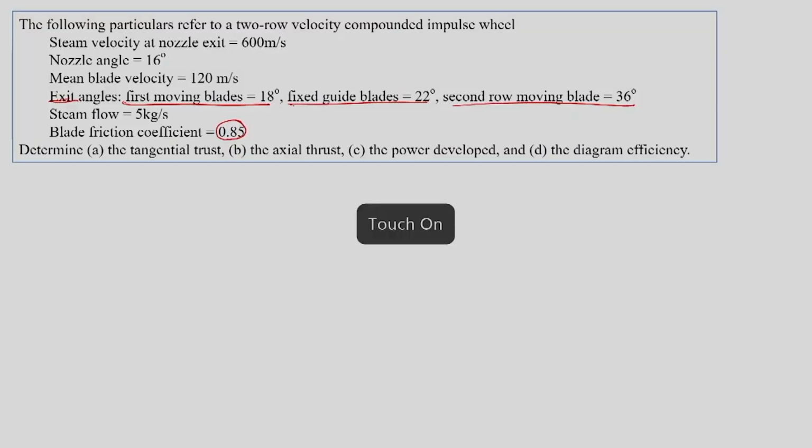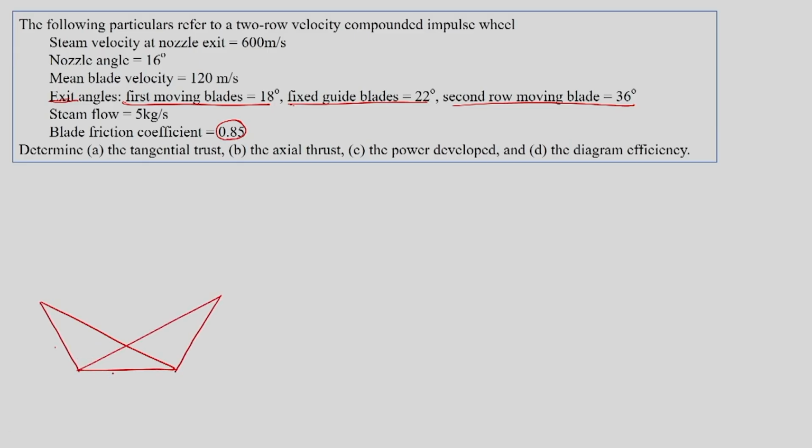So, determine tangential thrust, axial thrust, power developed and diagram efficiency. First of all, we should draw the velocity triangle and denote whatever is given to us. We will refer to this as alpha and this is beta 1, since this is V1, this is VR1, this is V2, this is VR2, so this is beta 2, this is delta, and then we have to draw the second velocity triangle.